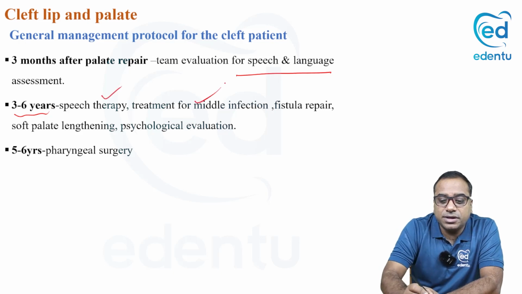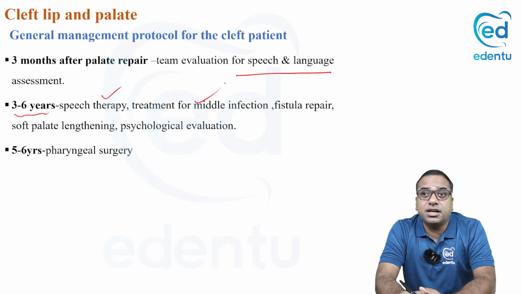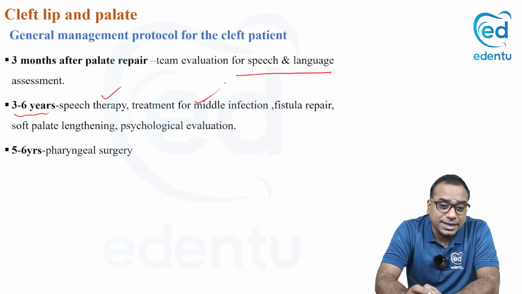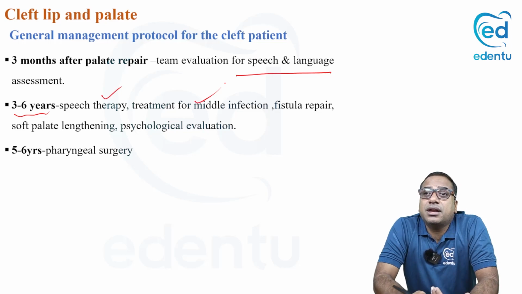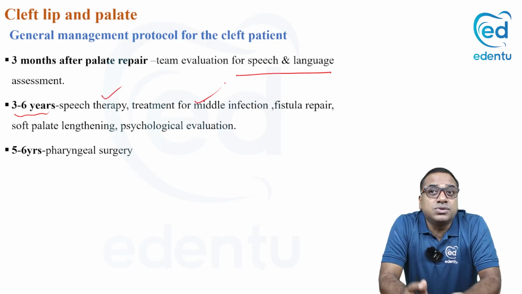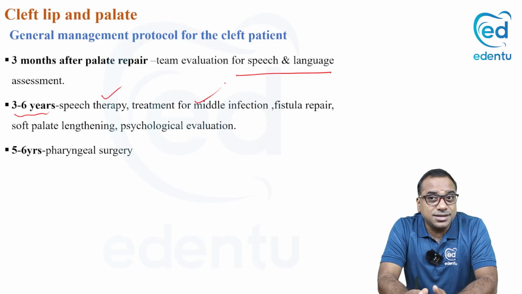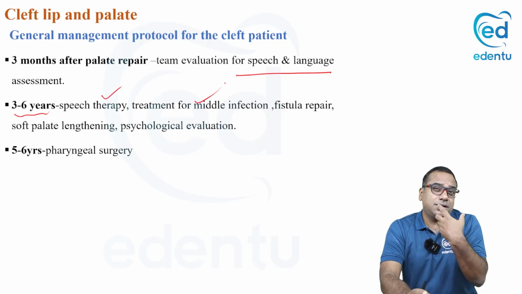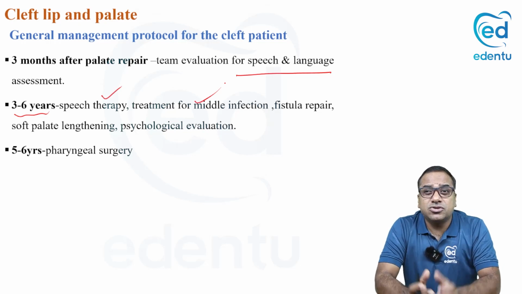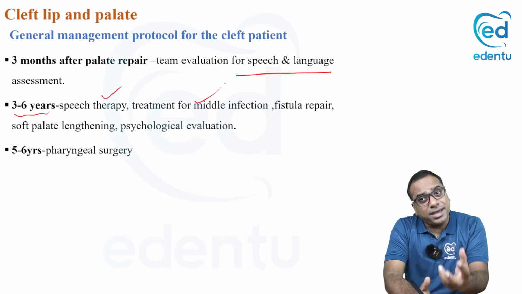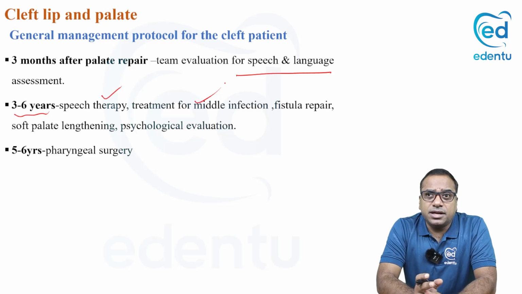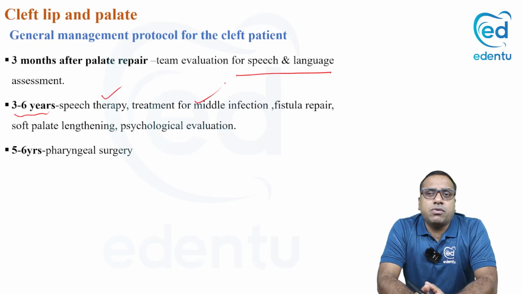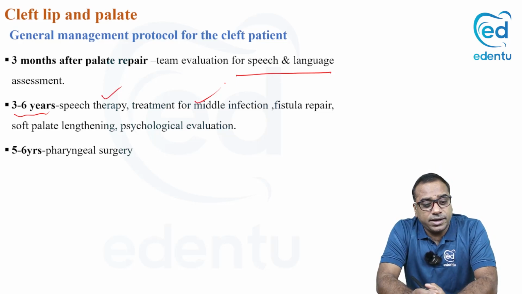done. Treatment for the middle ear infection, if any infection is there, any fistula repair, soft palate lengthening, and psychological evaluation. Because at 3 to 6 years they are going to pre-primary schools and all. So aesthetics is a concern. They may feel, why am I looking a little different from others? So psychologically it can impact the parents as well as the patient, the child. So counseling is required and psychological support is required.